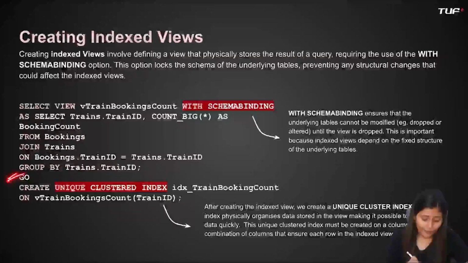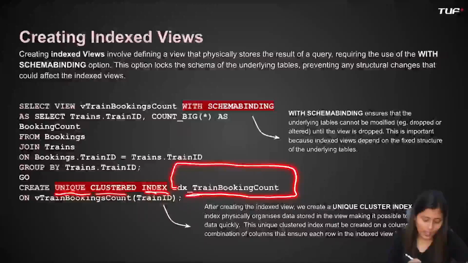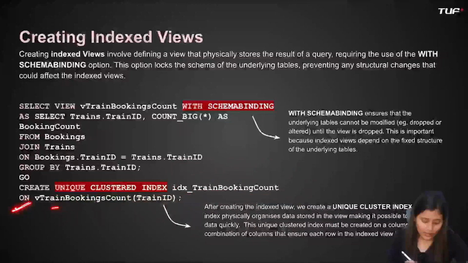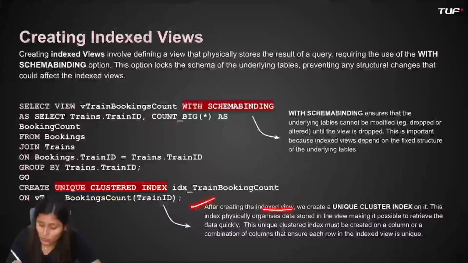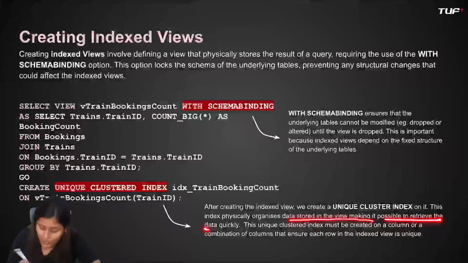Now after that we are creating a unique clustered index and naming it index train booking count. On what table? This view table. And on what column? Train ID. So after creating the indexed view, we create a unique clustered index on it. This index physically organizes data stored in the view, making it possible to retrieve the data quickly.